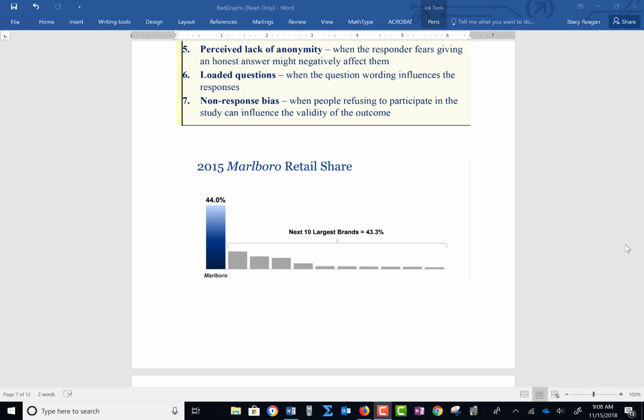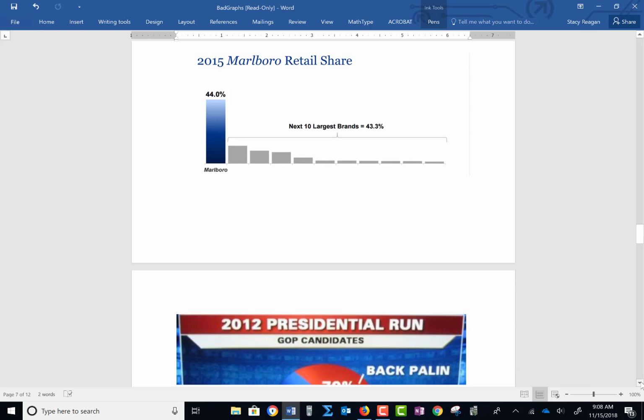Okay, so let's pick up where we left off. If we want to take a look at our graphs that we have. So we talked about this last one. Let's look at this one now.